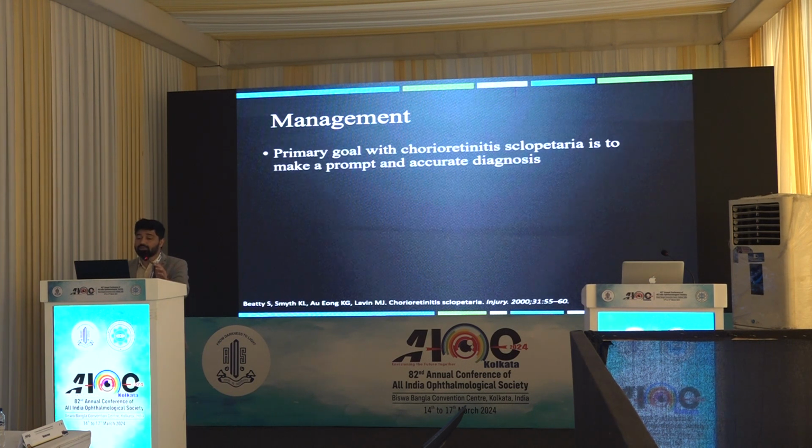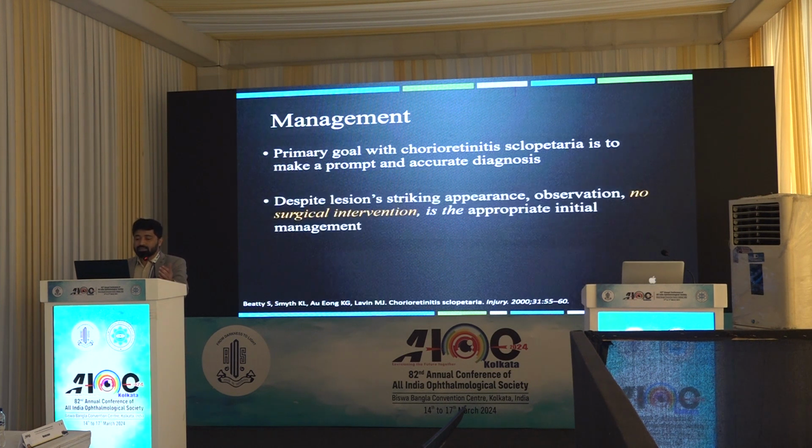The primary goal with the clopiteria is to make a prompt and accurate diagnosis. That is more important. You should not get confused with an occult rupture. So despite the lesion's striking appearance, only observation, no surgical intervention, is the appropriate initial management. You should not do anything once you are sure the globe is intact. No intervention.